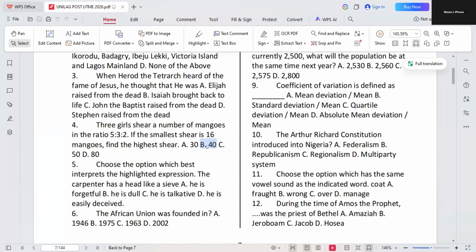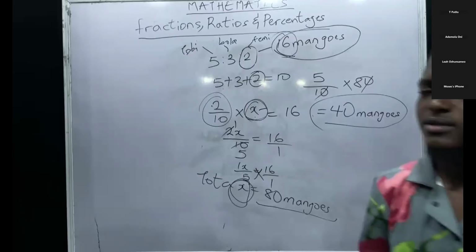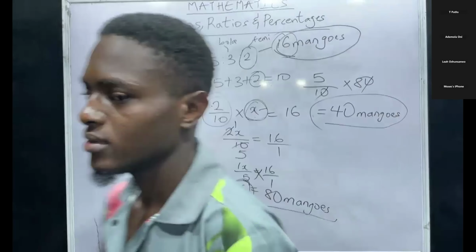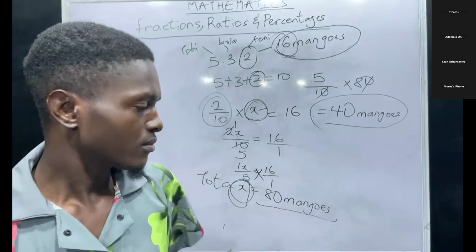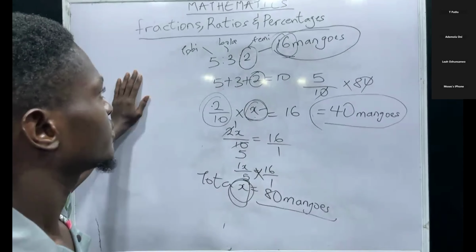Hello, class. Is it clear? No, sir, it's not clear. Okay. What part is not clear? Or do you want me to come back to the start? Yeah, I have to ask a question. Why did you start with 2? Why didn't you start with 5 or maybe 3 over 10 times S equals 16?